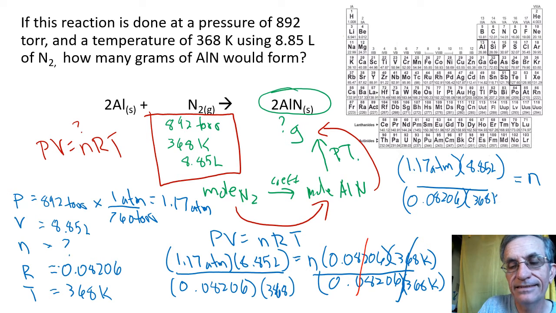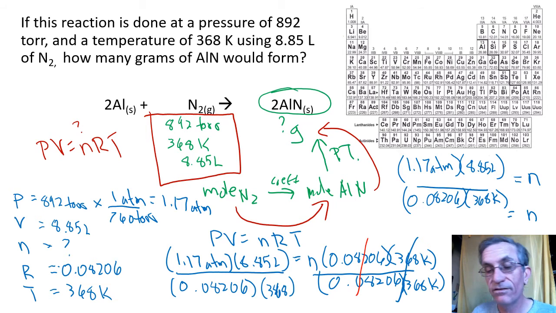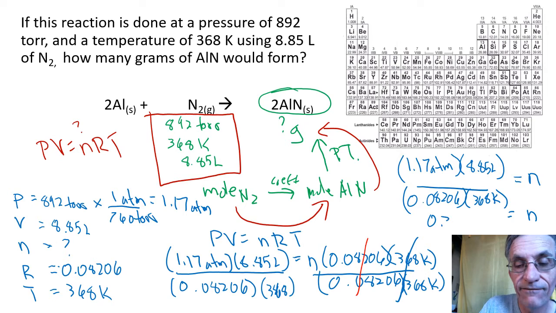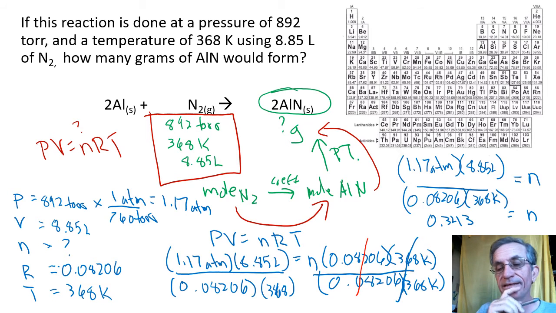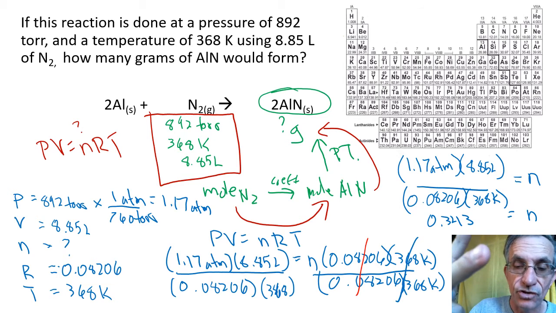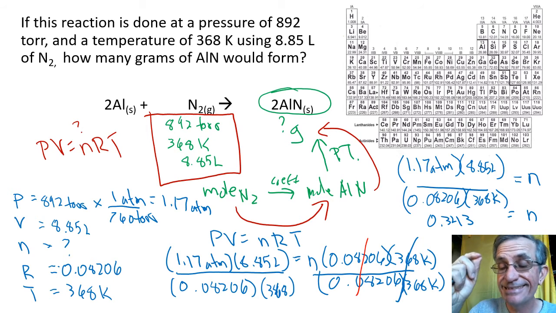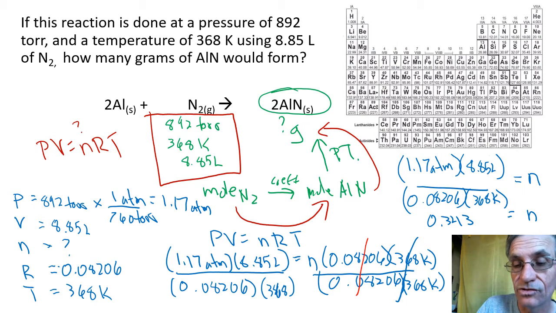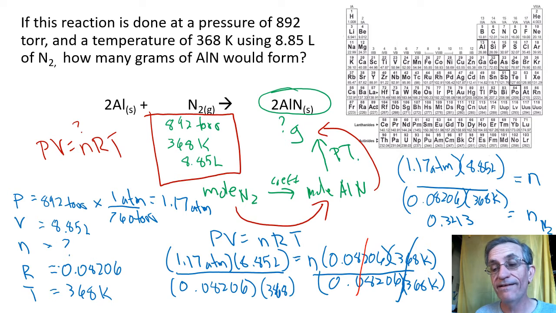All right, so if you get out your handy dandy calculator, you type it in, the moles, you end up with 0.343 moles. Now let's be clear, that was the pressure of nitrogen, the volume of the nitrogen, the temperature of the nitrogen. This is going to be moles of nitrogen, 0.343. All right, so we are right here. We have moles of nitrogen.